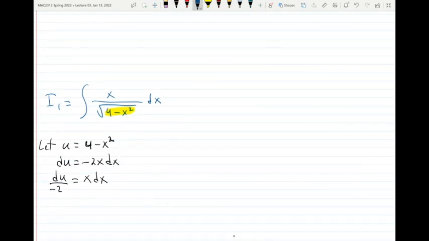Now we go back and we substitute. Okay, so this will be 1 over square root of u, and then x dx becomes du over negative 2.